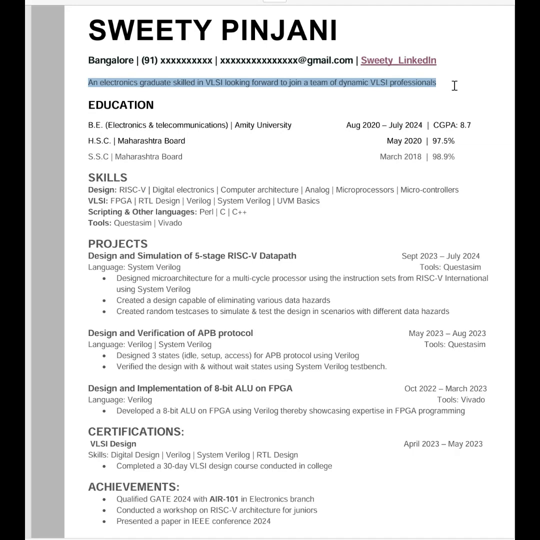Now here, if you see, in one line the person has tried to cover that he or she has completed graduation in electronics. They are skilled in VLSI, looking to join a team of VLSI professionals. It means they are looking for job opportunities in VLSI domain. These are the important things covered in this one line, which you can call career objective. The next important thing is, since this person is a fresher, educational background matters a lot.